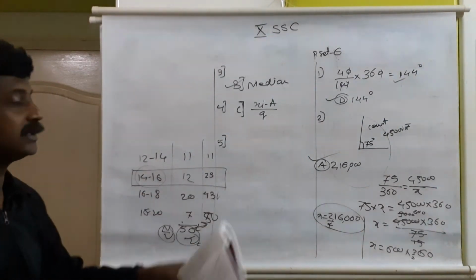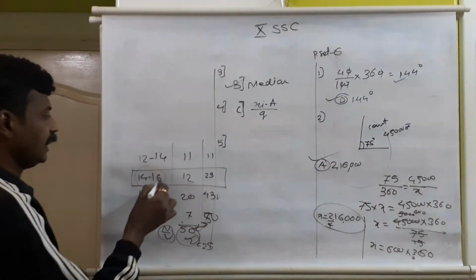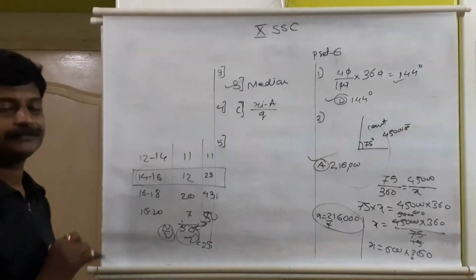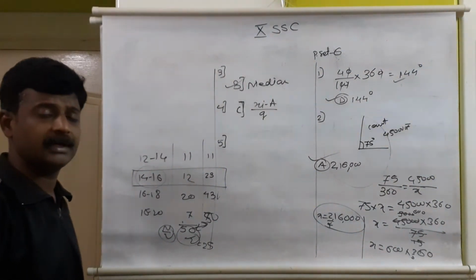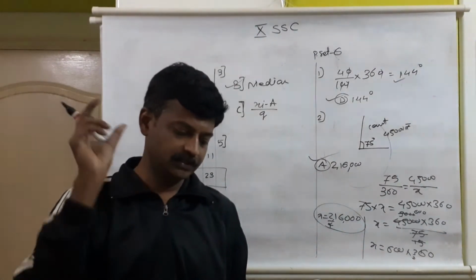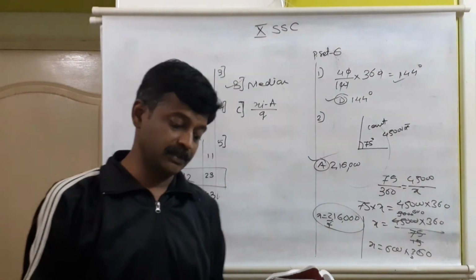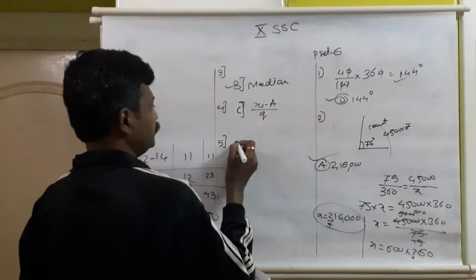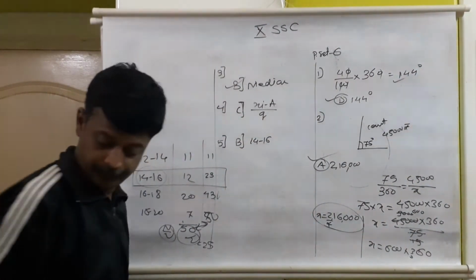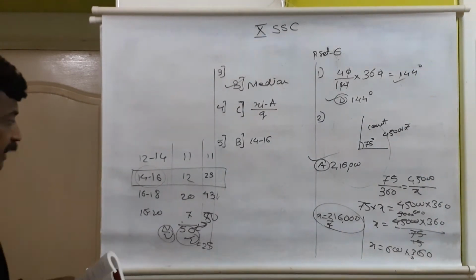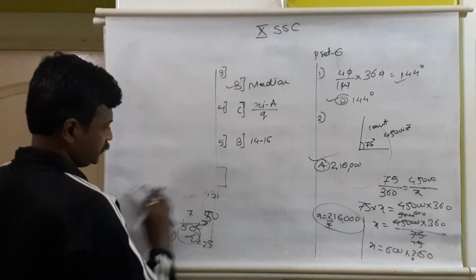So this class is nothing but the median class. For this class, 14 is the lower limit and 16 is the upper limit. The median lies between these. So the correct option is option B, 14 to 16. For question number 5, B is the correct option. 14 to 16 is the class where the median lies.